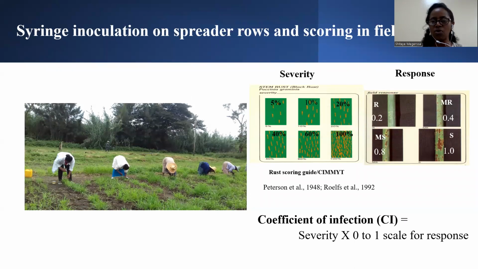And those numbers below this response class were the scales used to multiply with the severity to calculate the coefficient of infection that we used for further statistical analysis. And we used the last scoring for data analysis, and we did scoring 2 to 3 times.